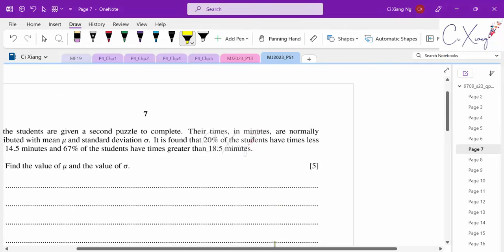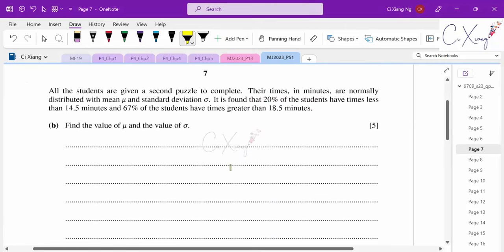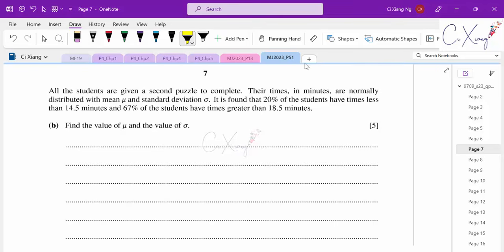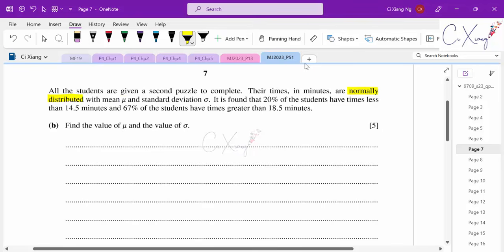Okay, so for part B, now we are having the students given the second puzzle to complete. So their time in minutes is again normally distributed. One more time, with the mean value, I don't know. They just give us the symbol mu, and standard deviation also I don't know. They just give us a symbol sigma.